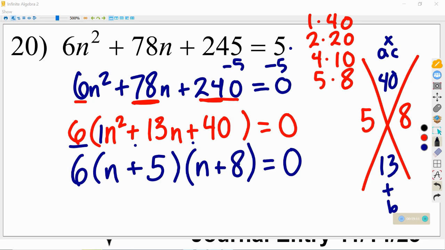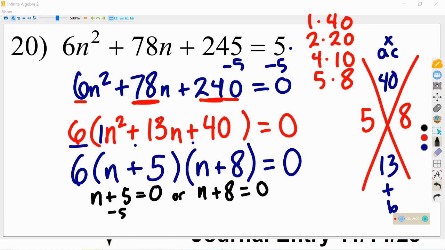And we made it to the last step. All we have to do is set these two expressions equal to 0. And solving these won't be too hard. All right? Don't forget the word or right there. All right, so I take 5 from both sides, and we would get n equals negative 5. In this case, I'll take 8 from both sides, and we'll get n equals negative 8.